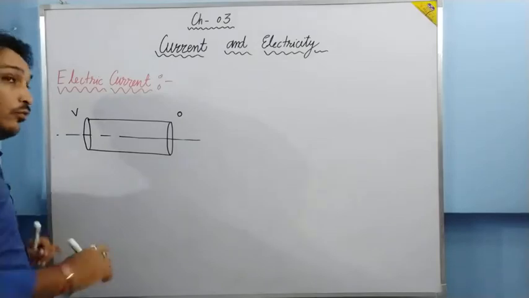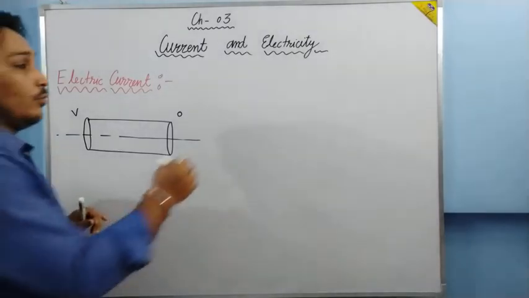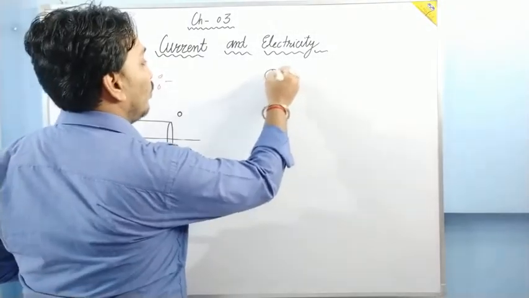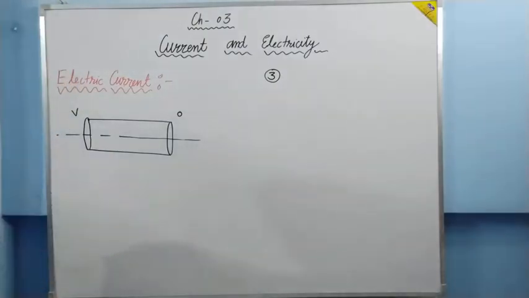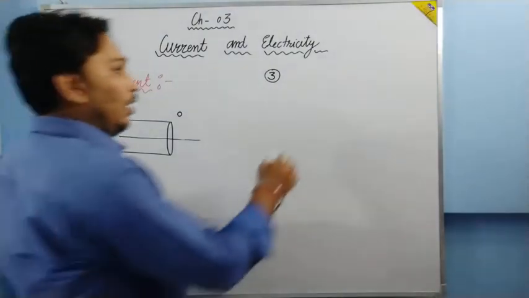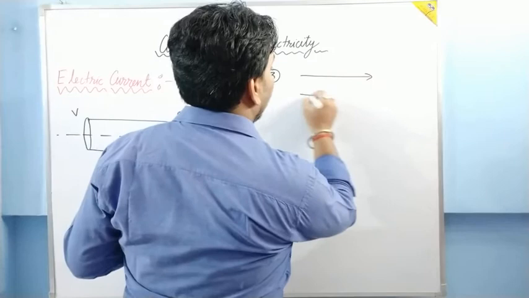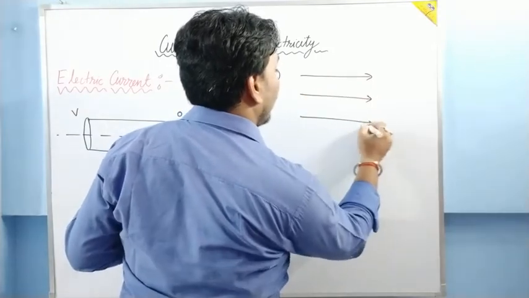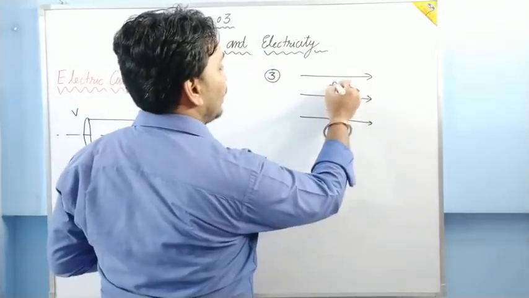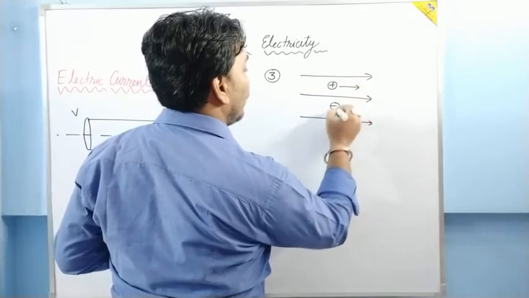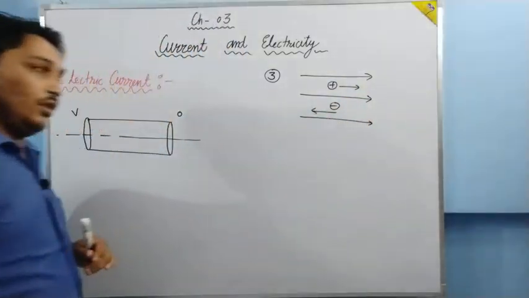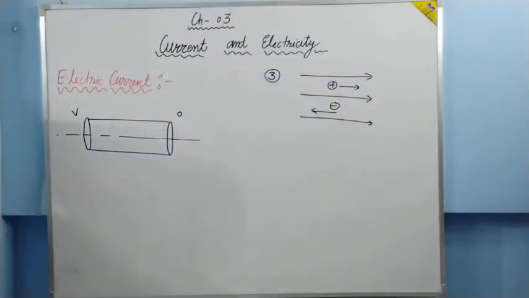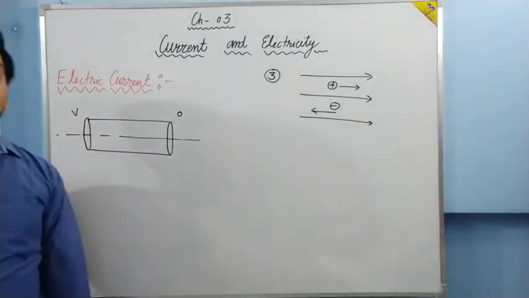Now one more point before I forget, point number 3, which is associated with the first point. Suppose this is the electric field, positive charge will move toward this side, negative charge will move toward this side. That we have discussed. This is point number 3. We will start electric current in a few minutes.